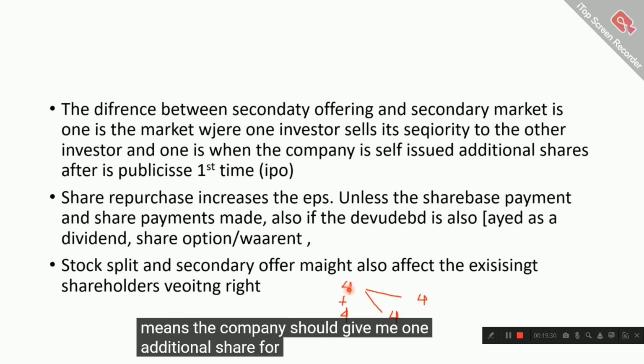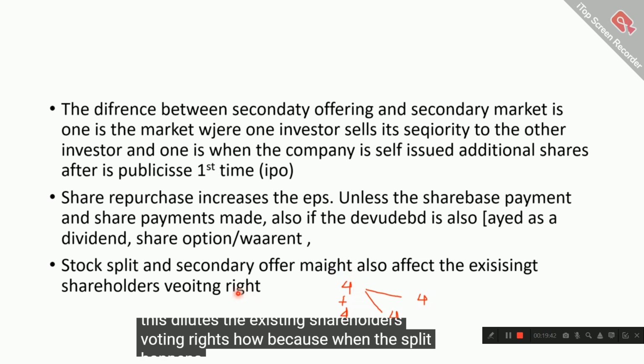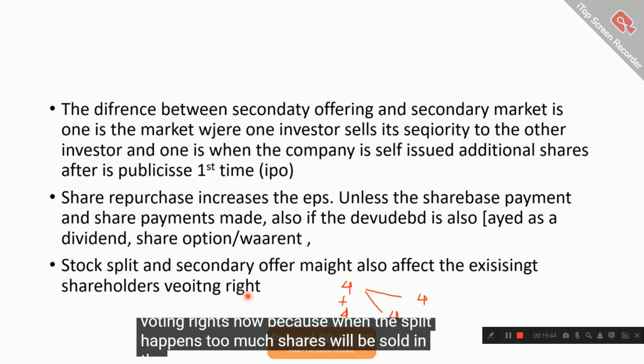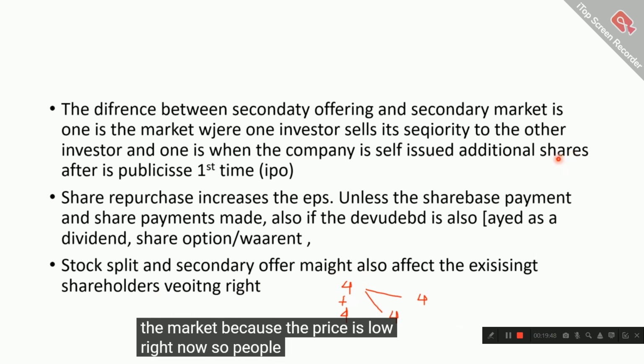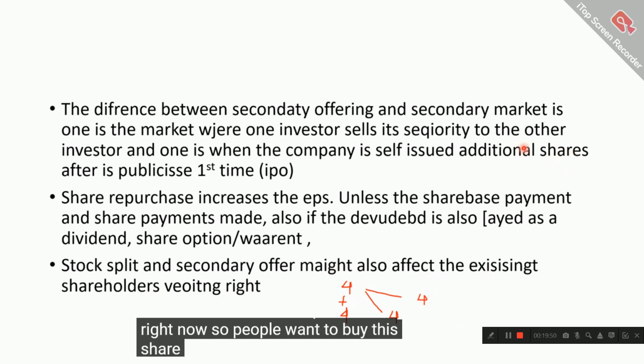How? Because when the split happens, many shares will be sold in the market, because the price is low right now. So people want to buy this share, and the demand for the share will rise. As more and more investors start to buy this share, my voting right might also decline unless I exercise my preemptive right. So now we have finished the topic of equity.